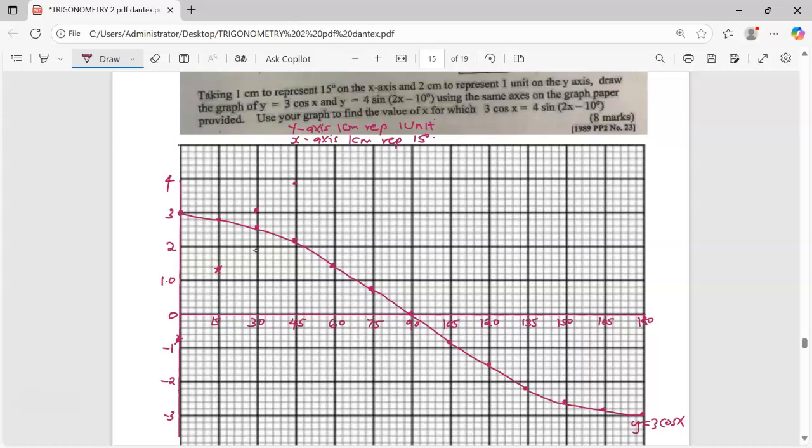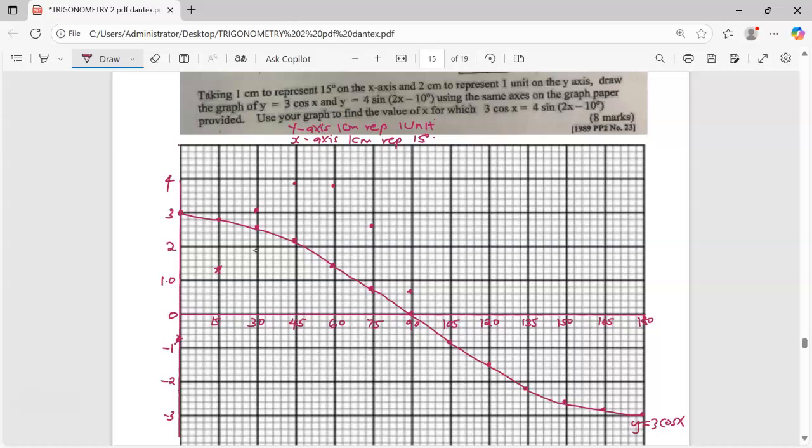When it is 60, it is 3.76, which is approximately 3.8, which is going to be at this point. When it is 75, we have 2.57, which is around 2.6, around this point here. At 90, it is 0.69, which is approximately 0.7 here.